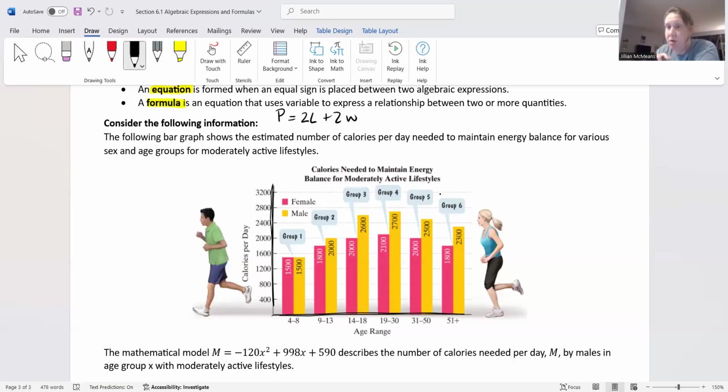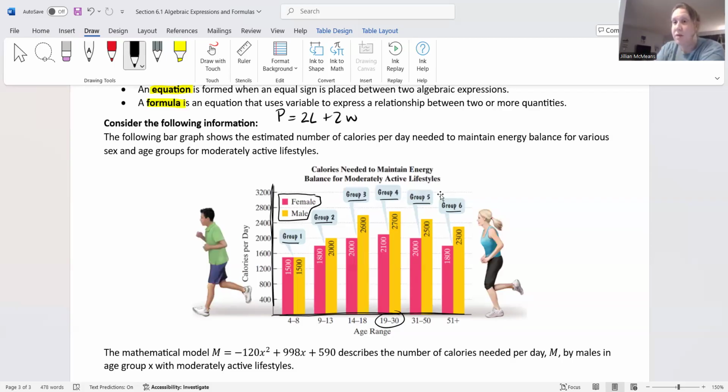What I really want you to notice is the group number. You can already see here a key to our graph. The red bar represents female, the yellow bar represents male, and generally speaking, males need more calories than females. But the most important thing here that's sort of confusing is the group number. We can't plug 19 to 30 into a formula, because it's the same for everyone in 19 to 30.